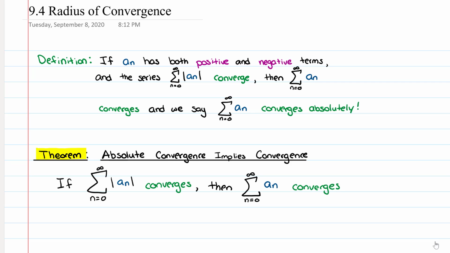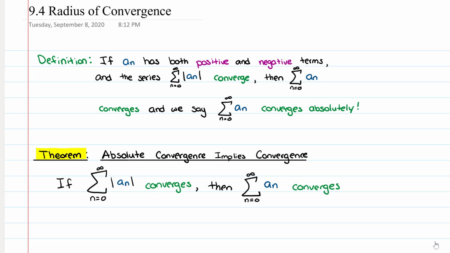9.4, Example 2. Before we dive into Example 2, there are a couple definitions and a theorem I need to go over. So the first definition says that if a sub n has both positive and negative terms, so maybe like sine of x or 1 over x plus 1, and the series of the absolute value of a sub n converges, then the actual series will converge as well. And we actually call this converging absolutely because we take the absolute value.